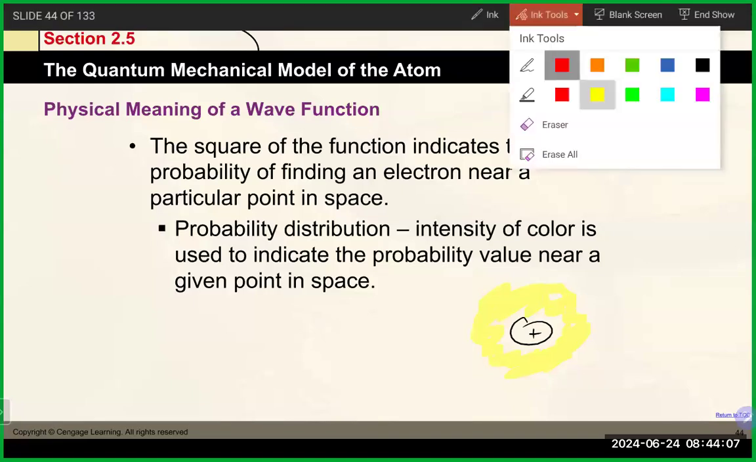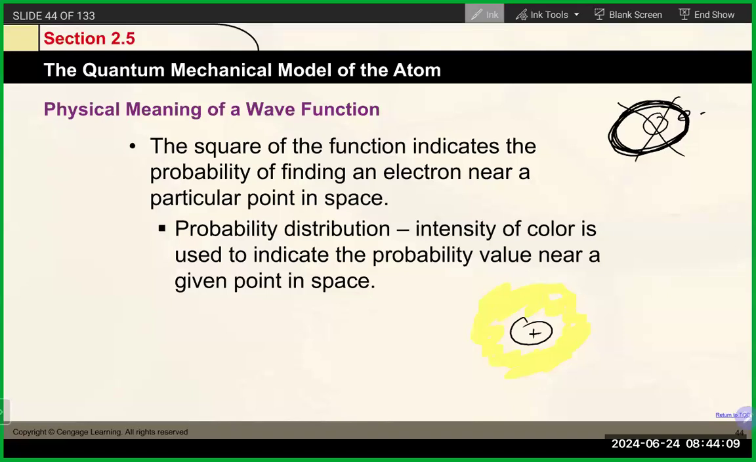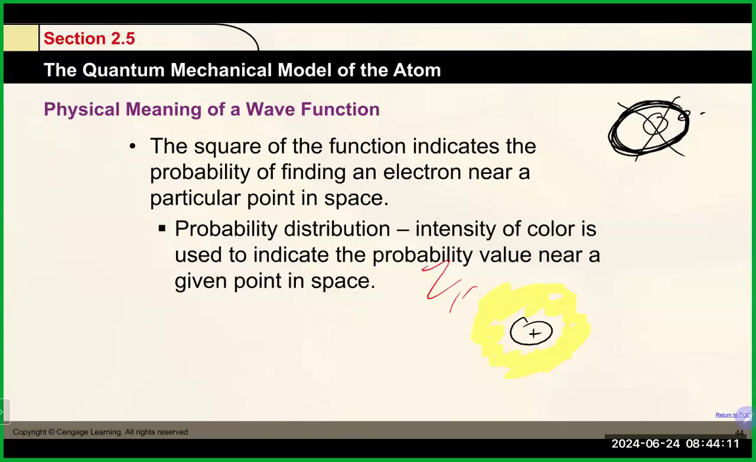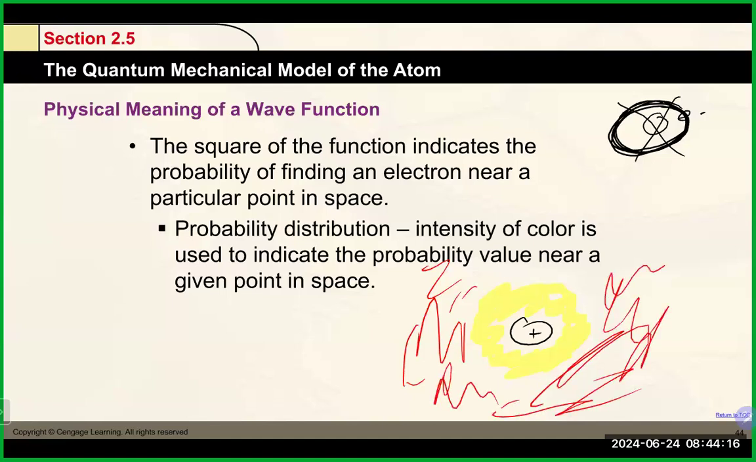But as we move out as well, and I'll make it kind of reddish, there's usually different variants of colors, one color that kind of fades out. As you move out from the nucleus, there's going to be a lower probability perhaps of finding an electron because you are further away from the nucleus, right?